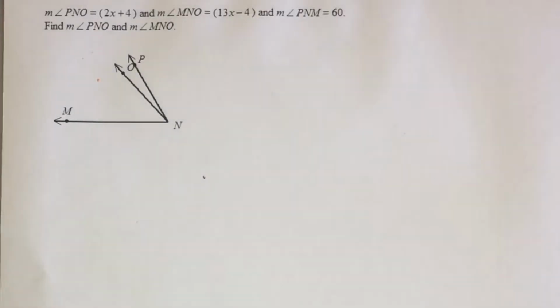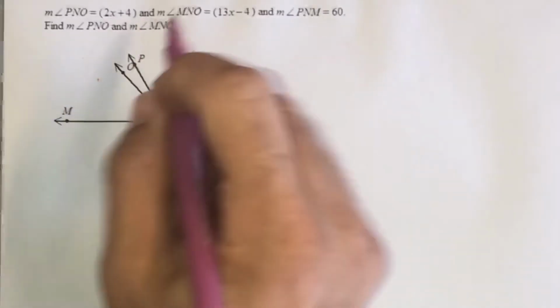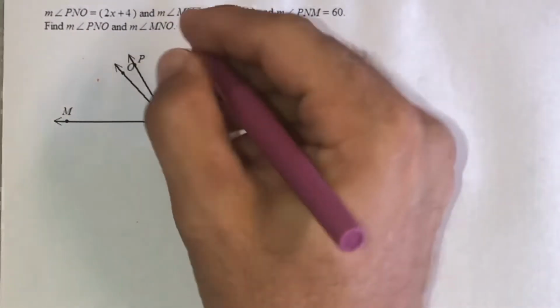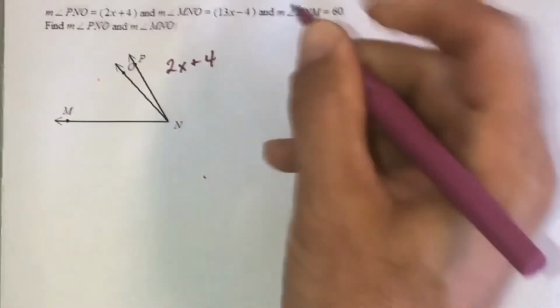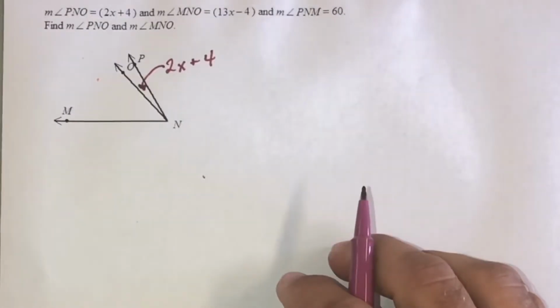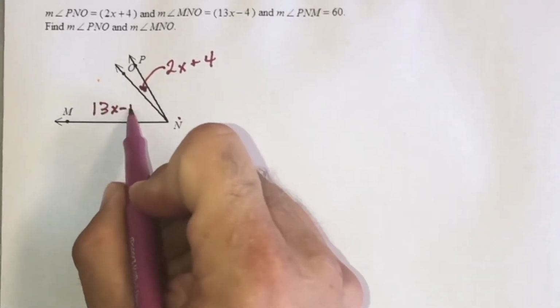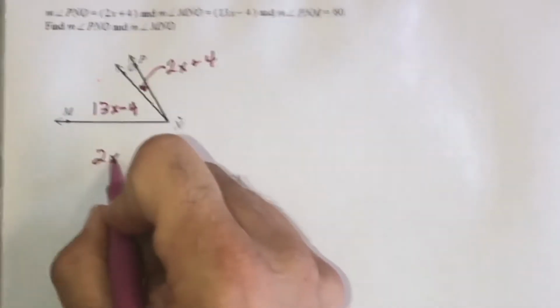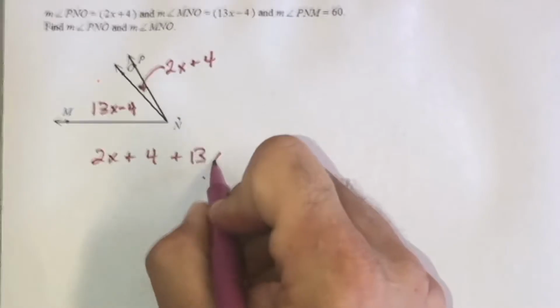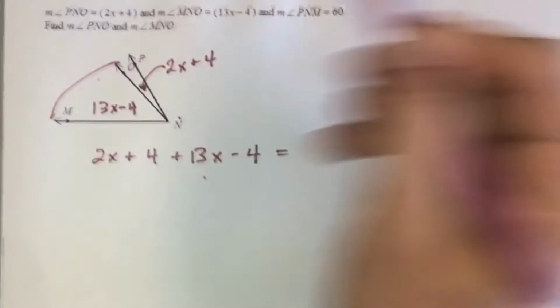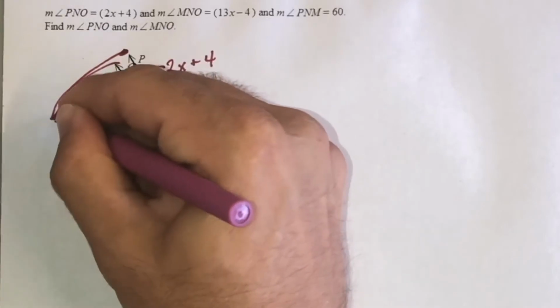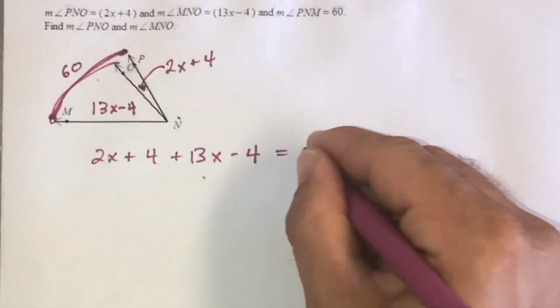Remember we talked about segment addition where we used variables and like terms and we solved. This one's good too. Make sure you read the question. PNO is 2x plus 4. How I like to squeeze in this expression is I'll point an arrow in there. And then MNO is 13x minus 4. Now I know angle addition: 2x plus 4 plus 13x minus 4 is going to be equal to the whole angle here, which we said was 60.